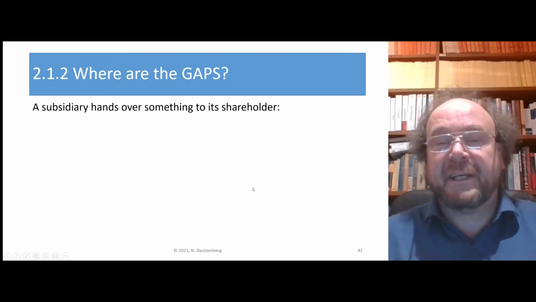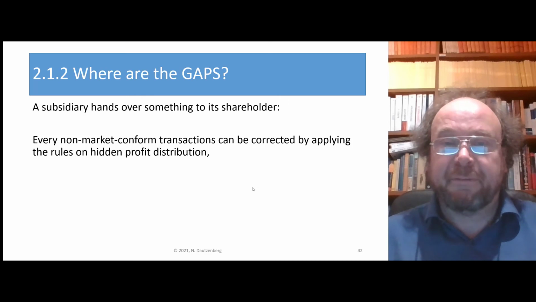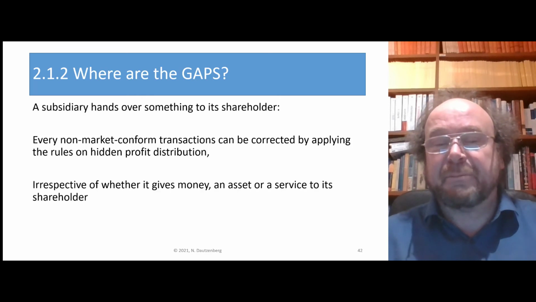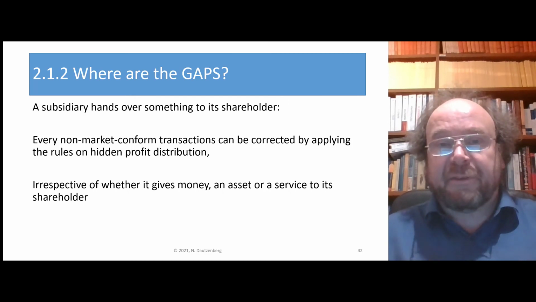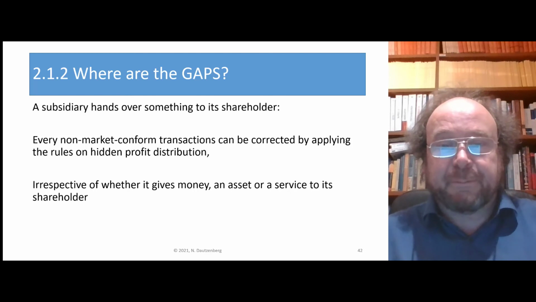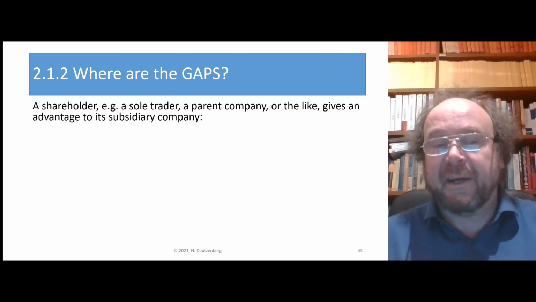So if a subsidiary hands over something to its shareholder, we can always adjust things as a hidden profit distribution. So there is probably no case where we cannot adjust things to market conform conditions. So probably no gap when we apply the standard rules. No need for additional rules there.